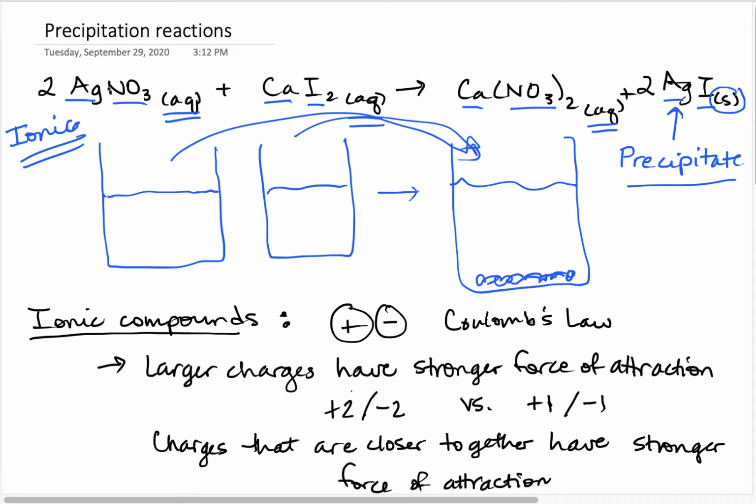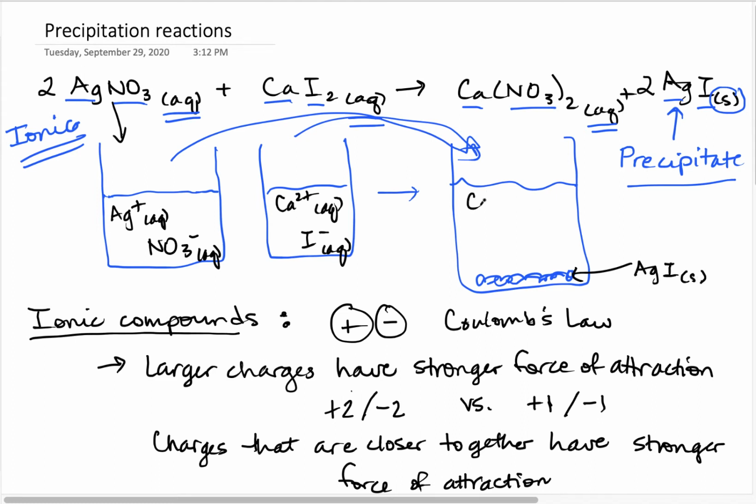So if we think about what's happening here in this solution of silver nitrate, I have dissolved silver ions and dissolved nitrate ions. And here I have dissolved calcium ions and dissolved iodide ions, and I'm not going to worry about balancing them right now. And now in this solution, this solid down here, this is the AgI. And here in solution, I still have calcium ions and nitrate ions. But the silver iodide has precipitated out and is not in the solution.